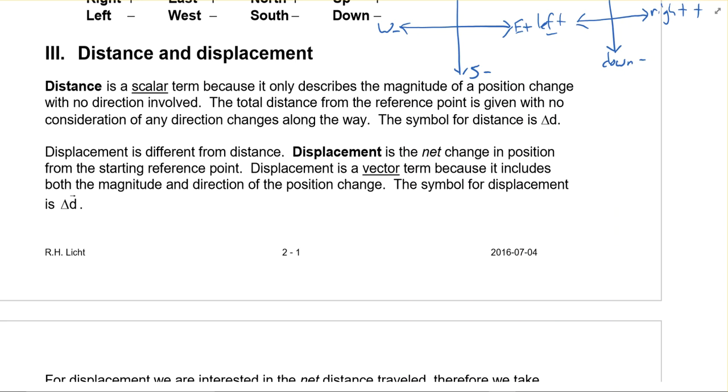Okay, so now displacement though. Displacement is different. Displacement is a net change in position from the starting reference point. And I'll show you what I mean. I'm going to turn the camera around so you can see me and what I'm doing here.